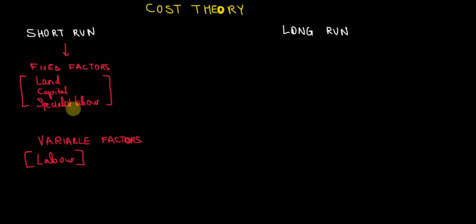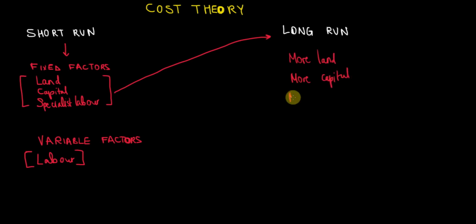Now, let's transition from short run to long run. The theory is that in the long run, these costs become variable as well, meaning that we are changing them. How are we changing them? We are adding them. We still have land, capital, and specialist labor, but over the long run, we can have more land, we can have more capital, and we can hire more specialist labor. That's the difference.